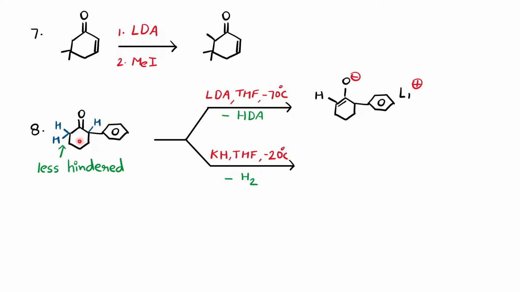It will attack from the side where the phenyl ring is, because it is not a bulky base, so it will abstract the more acidic proton. Conventional traditional bases abstract this acidic proton, and the reaction product will be this. This is called the thermodynamically controlled product, while with LDA you get the kinetically controlled product here.